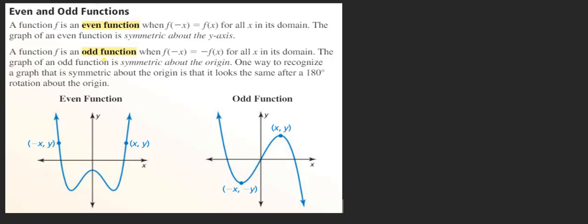Now, function f is an odd function when you substitute negative x for x and you get the opposite of f of x. Graphically, it is symmetric about the origin, meaning you have to fold it twice. You need to fold it along the y-axis and along the x-axis for the graphs to overlap. So for example, if you have (x, y), you end up getting (negative x, negative y) for the odd function.